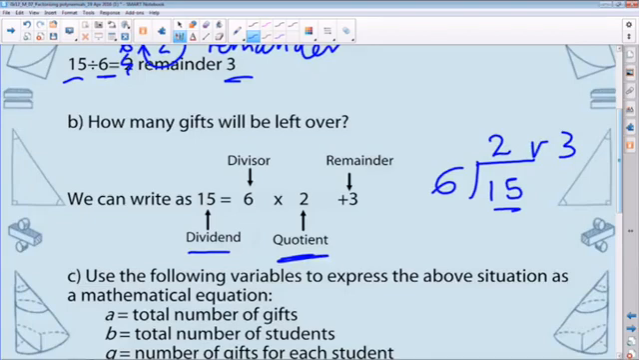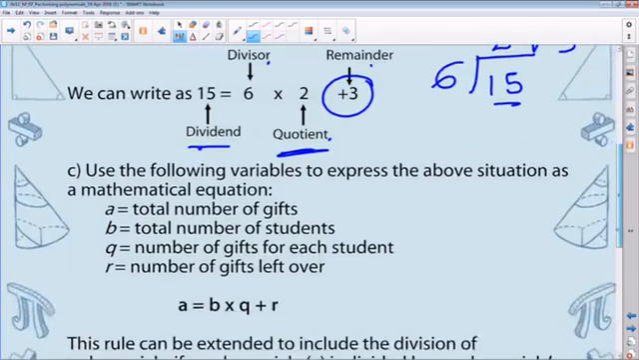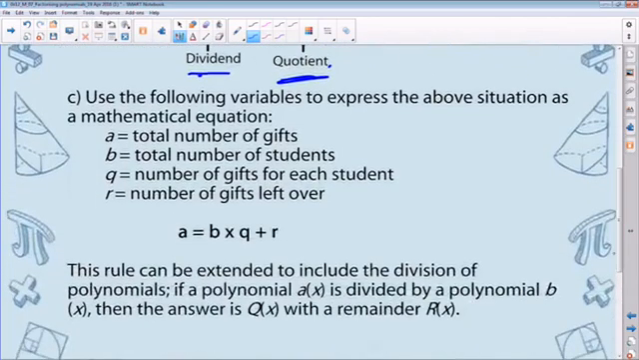All right, so we've just broken it up and explained what each of these terms refers to. So how many gifts will be left over? There will be 3 gifts left over, and each of them will get 2. Then I said to you, use the following variables to express the above situation in a mathematical equation. A is the total number of gifts, B is your total number of students, Q is the number of gifts for each student, and R is the gifts left over.